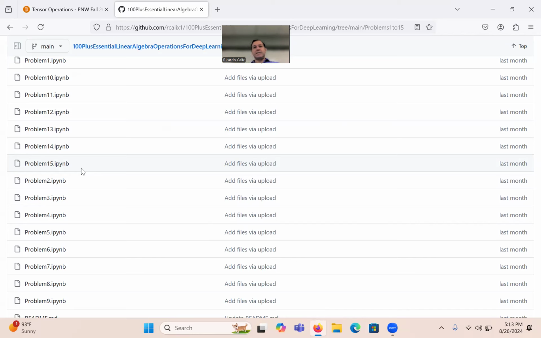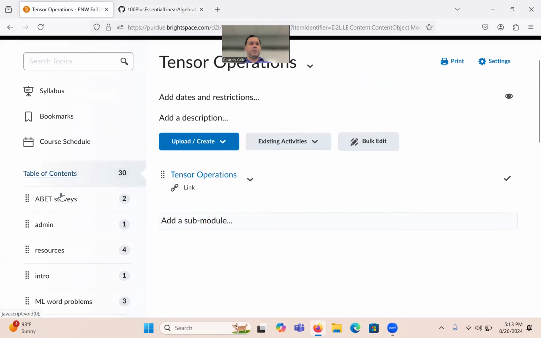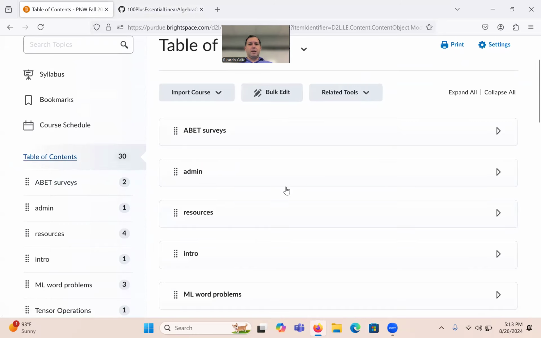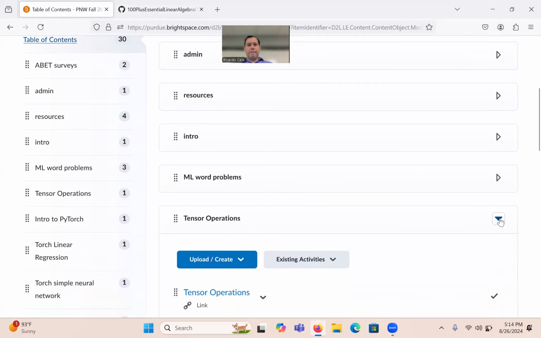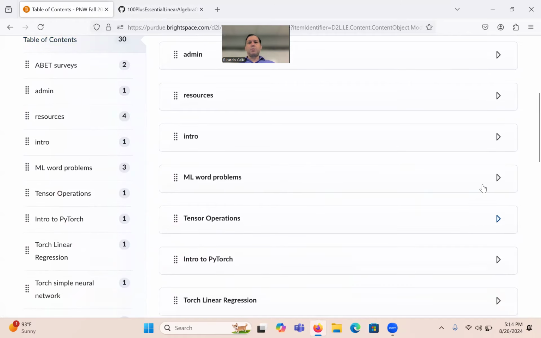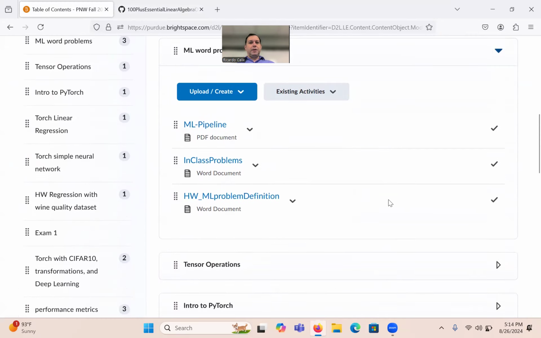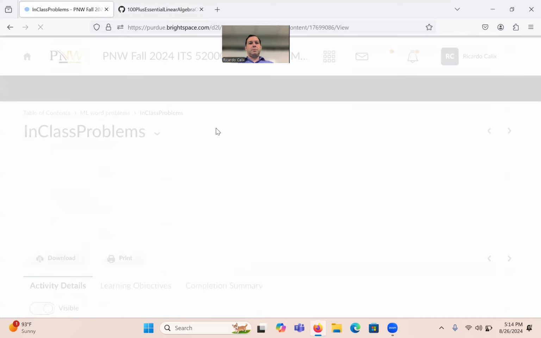So we'll start, as I said, with the first half. I'm going to go over here, table of contents, and take a look at this. ML word problems. I'll be using the electronic whiteboard here and just try to solve the problems like we did before. So I'm going to click on in-class problems.